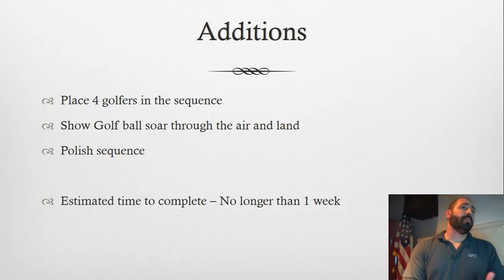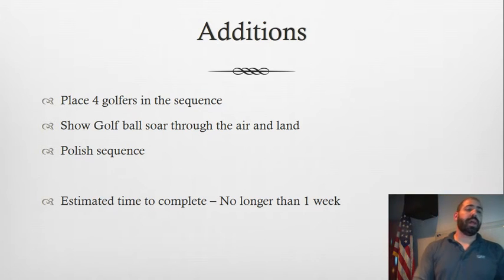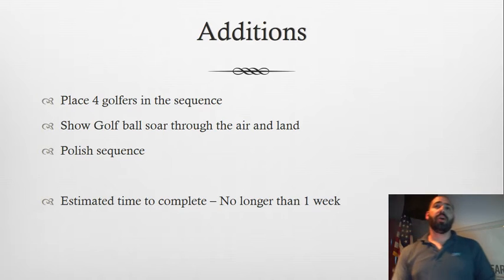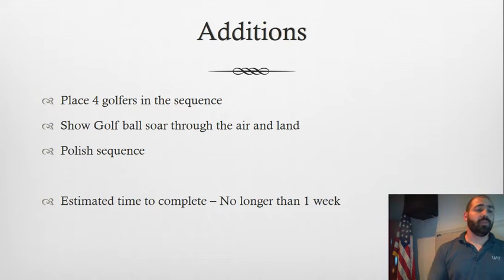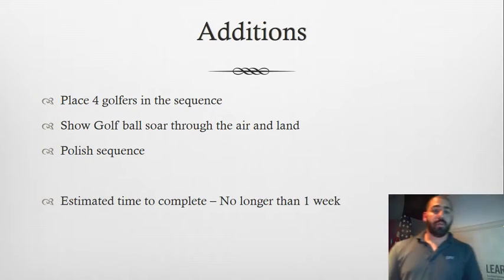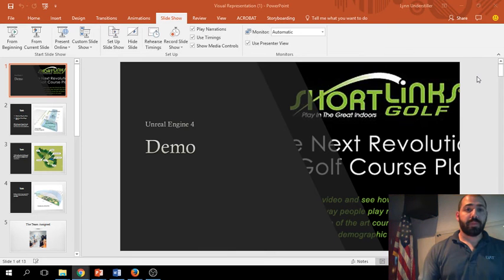That is not complete. We're still finishing off the semester, so we're still looking at putting the 4 golfers there. We had 4 there. One of our golfers wasn't working. He was rigged to kind of display how he would look if he was golfing. But that would be in the sequence. We already fixed the show the ball soar. We want to kind of tweak that a little bit as well. So everything right now is polishing. Estimated time, no more than a week. And that was it. Thank you guys.